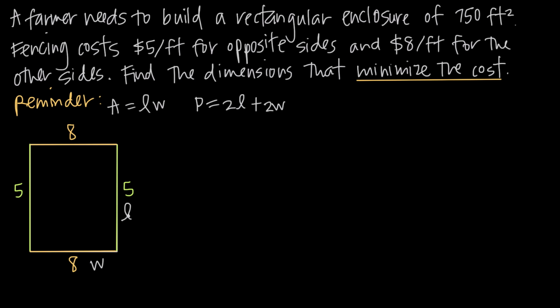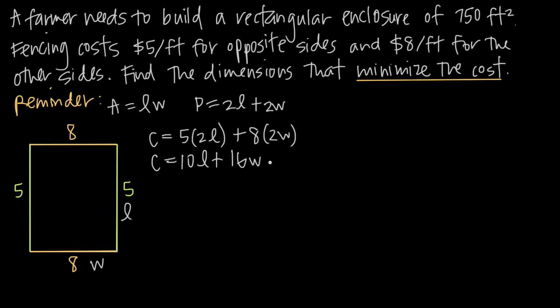So the perimeter, the distance around the rectangle, is going to be 2 times the length plus 2 times the width. Well, if we know that the length is going to be $5 per foot to build, we can say that cost is going to be equal to 5 times 2L. And we know that the width is going to be $8 per foot to build, so we can say plus 8 times 2W. Now, when we simplify this, we're going to get 10L plus 16W. So remember that the problem told us that we had to minimize the cost. Now we have a function for cost.